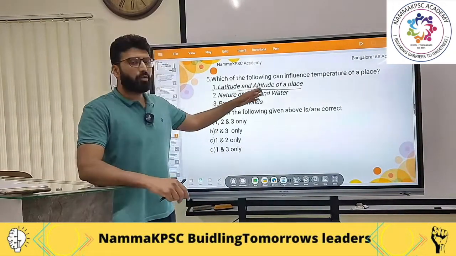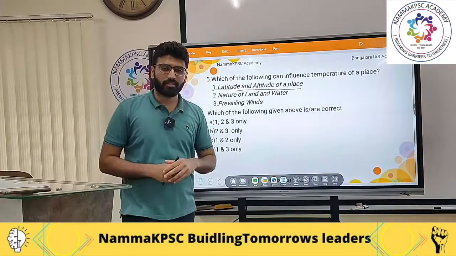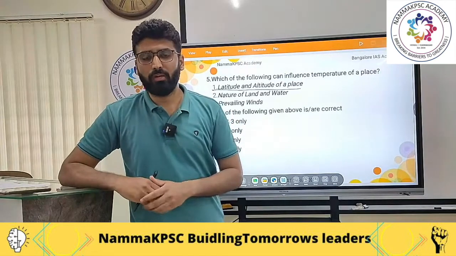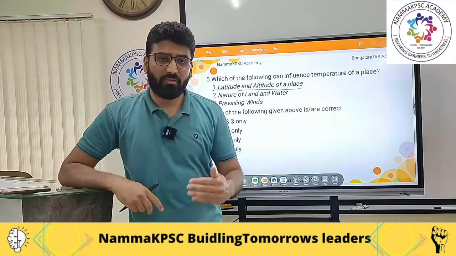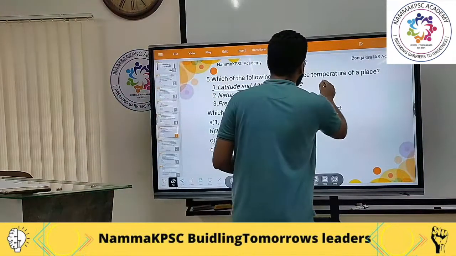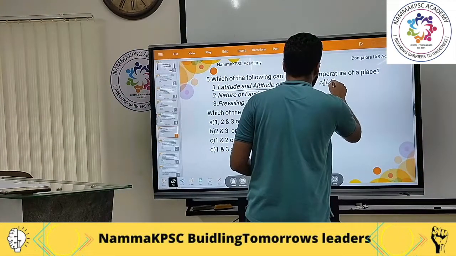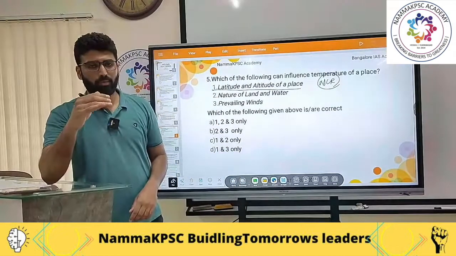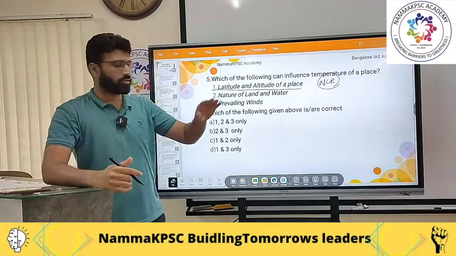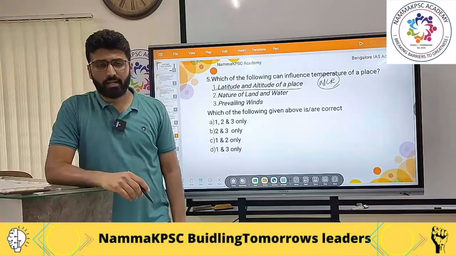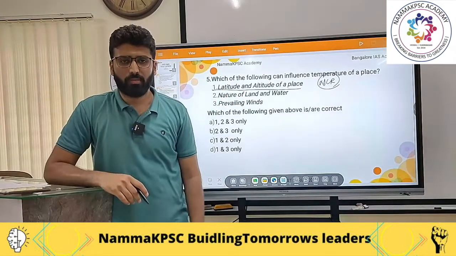How about altitude of a place? Of course, hill stations are much cooler when compared to regions which are very close to the sea surface or even below the sea surface. Why? Once again, your normal lapse rate. With increasing altitude in the troposphere, temperature reduces. Therefore, latitude and altitude of a place do determine the temperature of a place.